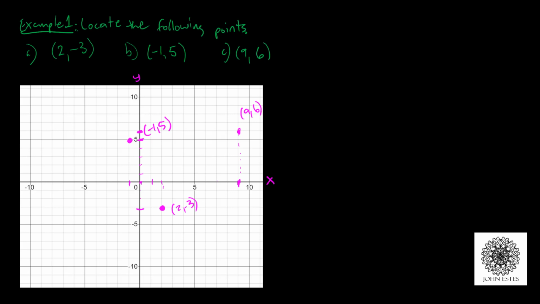Now if I wanted to talk about quadrants, my first one down in this region is quadrant 4. So part A was in quadrant 4. Part B was up here in quadrant 2, and then part C was up here in quadrant 1.